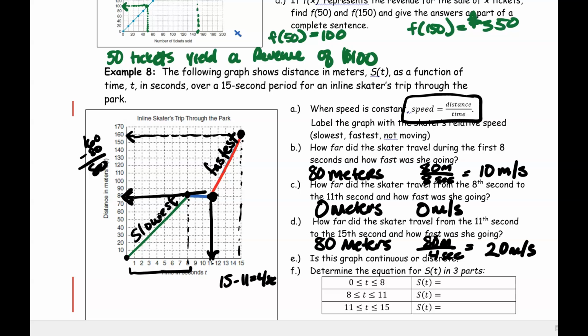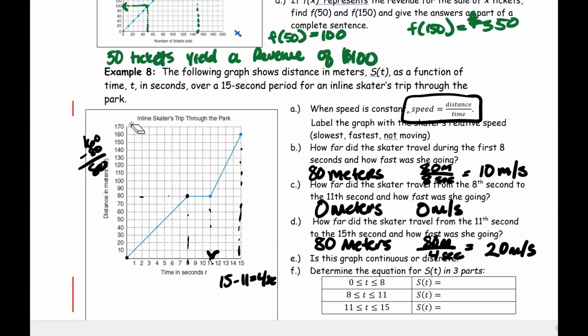Is this graph continuous or discrete? So this is where we want to ask ourselves, like in the past, we've dealt with ticket sales, for example, or folds of paper, and we said it didn't make sense to have an in-between number for folds of paper or an in-between number of tickets. Now with time, does it make sense to have an in-between time? Can we measure time with a number in between those whole number intervals? For example, does it make sense to say how far did she travel in 1.5 seconds?